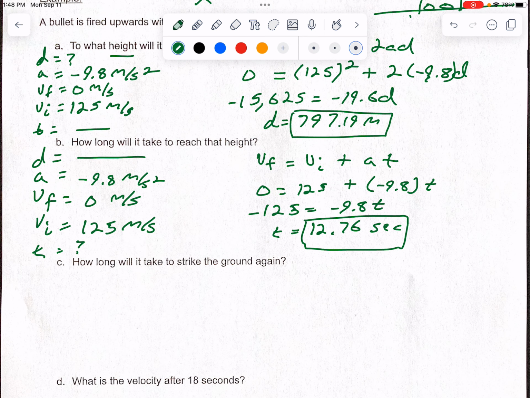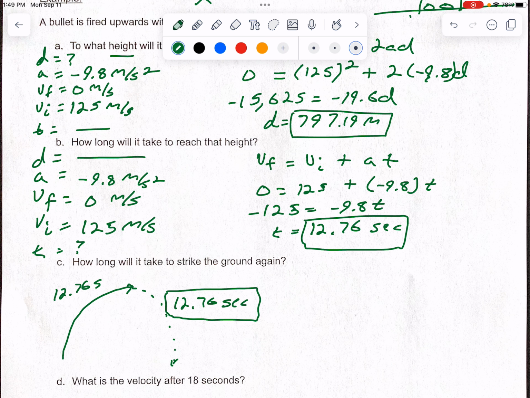Okay, how long will it take to strike the ground again? This you don't have to do a whole lot of math for. We just found out how long it takes to get to the top. It took 12.76 seconds to go to the top. Which means if we don't lose energy anywhere, and we're not, because we're getting rid of air resistance and all that, it should take the exact same time to go back down. So that would technically be my answer for how long it would take to go to the ground again.